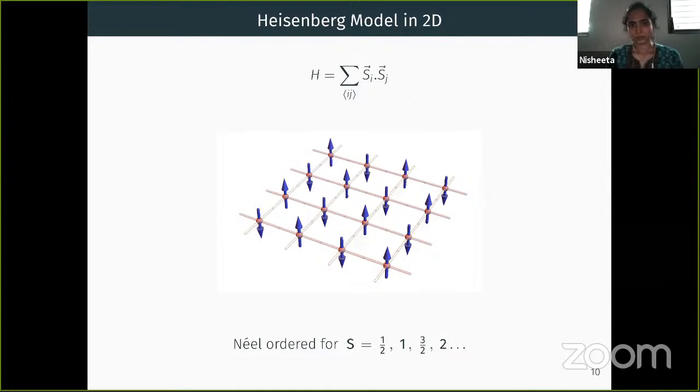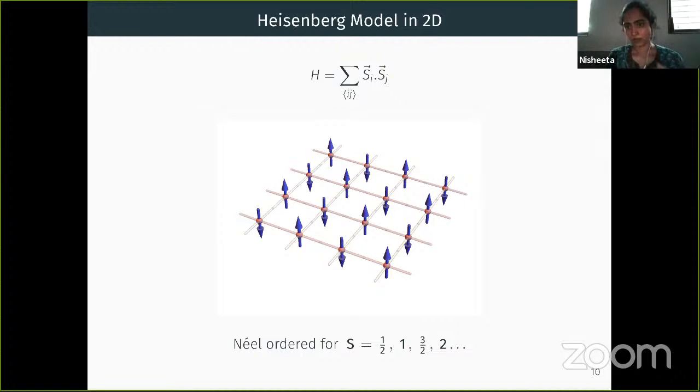So yes, this is the Heisenberg model in 2 dimensions, which has only approximate solutions. And we find that it's Néel ordered for all possible spins, doesn't matter what the spin is. This is in contrast with the 1D case, where the value of the spin affected the ground state of the model a lot.